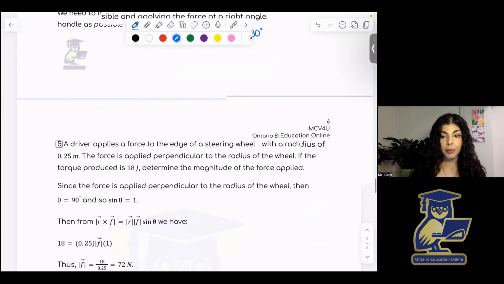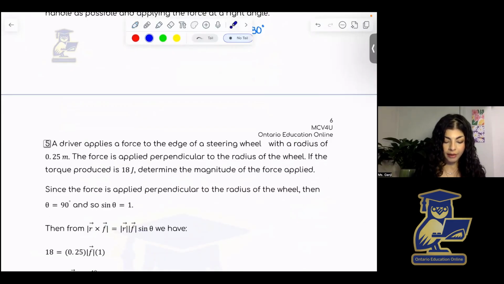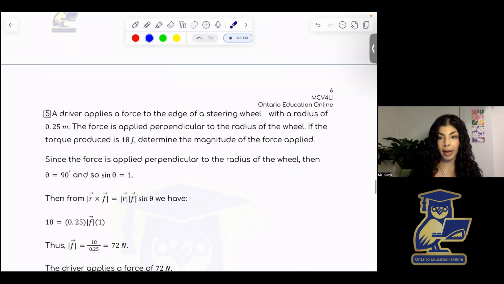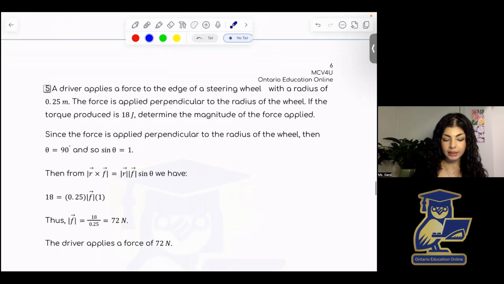Now, another example here, we have a driver applies a force to the edge of a steering wheel with a radius of 0.25 meters. The force is applied perpendicular to the radius of the wheel. Now, if the torque produced is 18 joules, determine the magnitude of the force applied. So now we're given the torque and we have to use it to find one of the other magnitudes, and in this case, the magnitude of the force. So since the force is applied perpendicular to the radius of the wheel, then theta is 90 degrees. So sine of theta is 1.